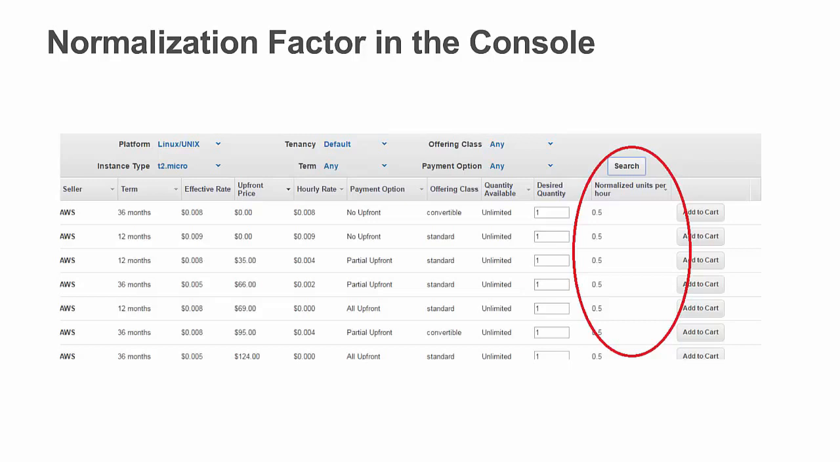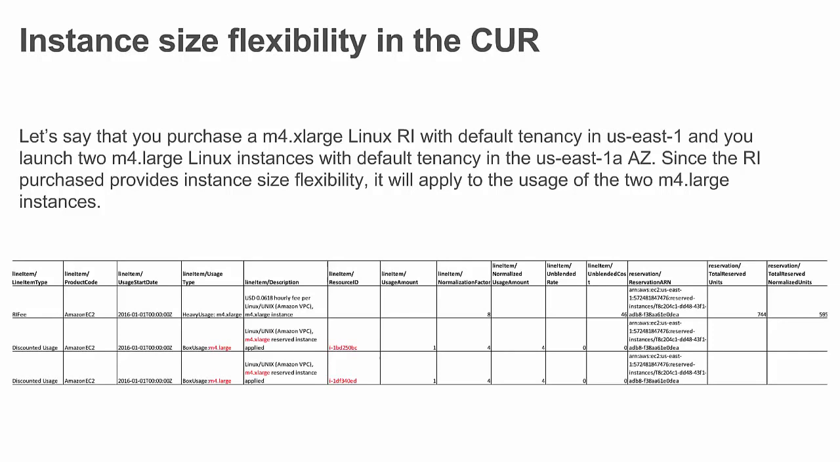The normalized units per hour provided by regional RIs can be viewed in the console at the time of purchase. This helps you understand the amount of normalized units that your RIs provide so you can visualize how they will apply to your instance usage. So in this particular example, we can see that the T2 micro RIs with the Linux platform and a default tenancy provide 0.5 normalized units per hour.